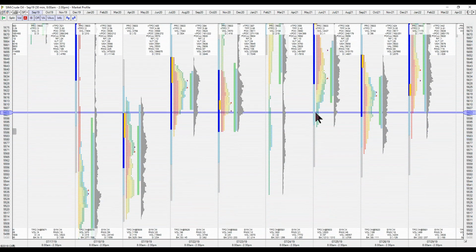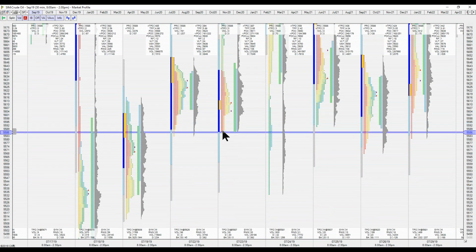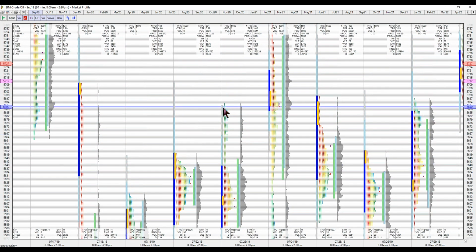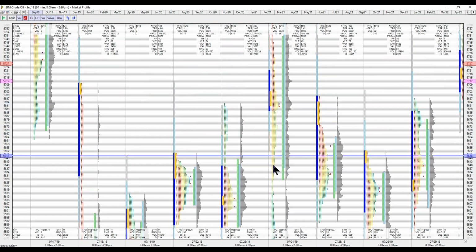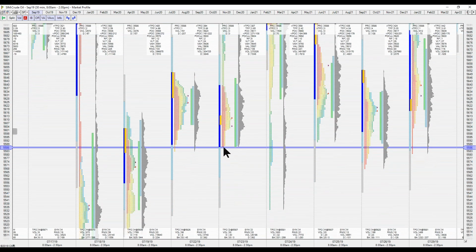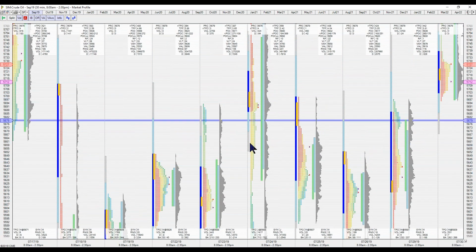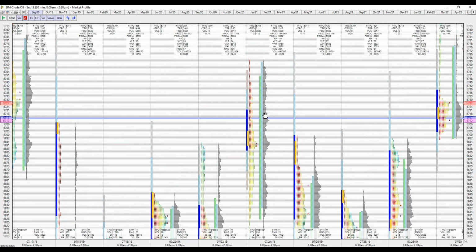But when we look at the previous profile, we have some excess at the highs, but we don't have a completed auction to the downside. The market almost seems as though it's a little bit too long to continue to rally.